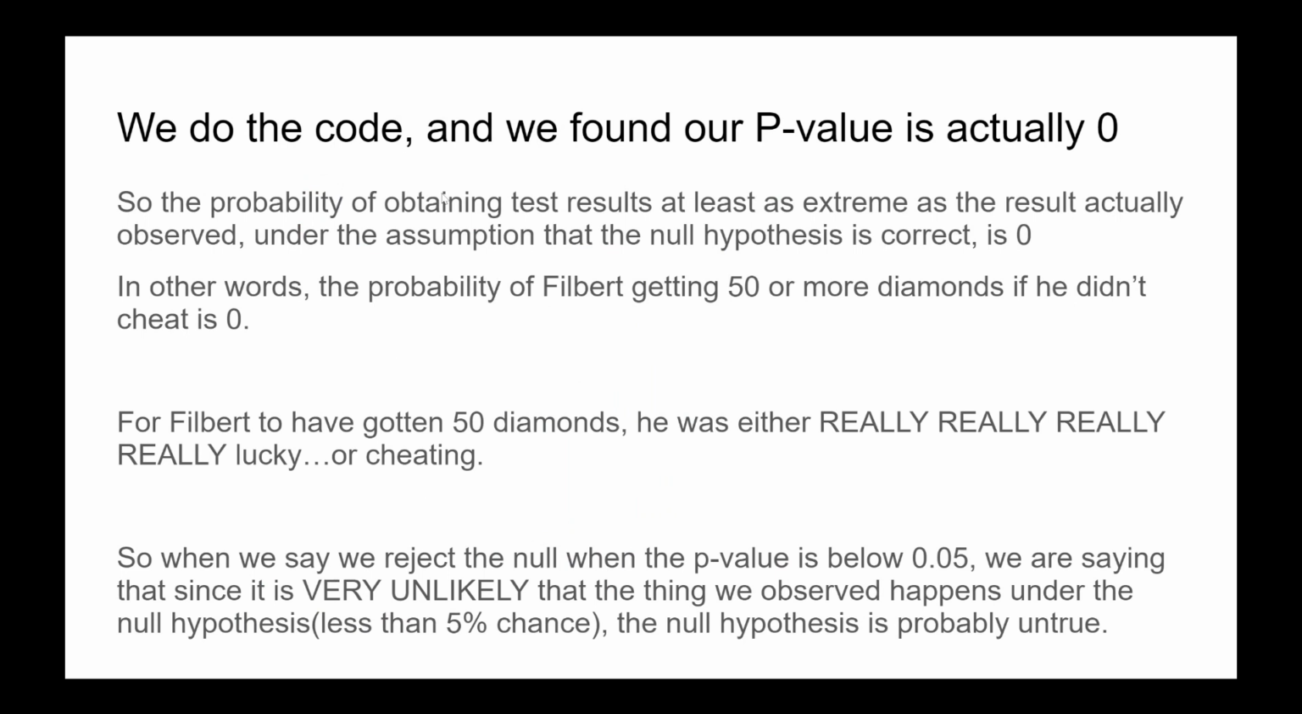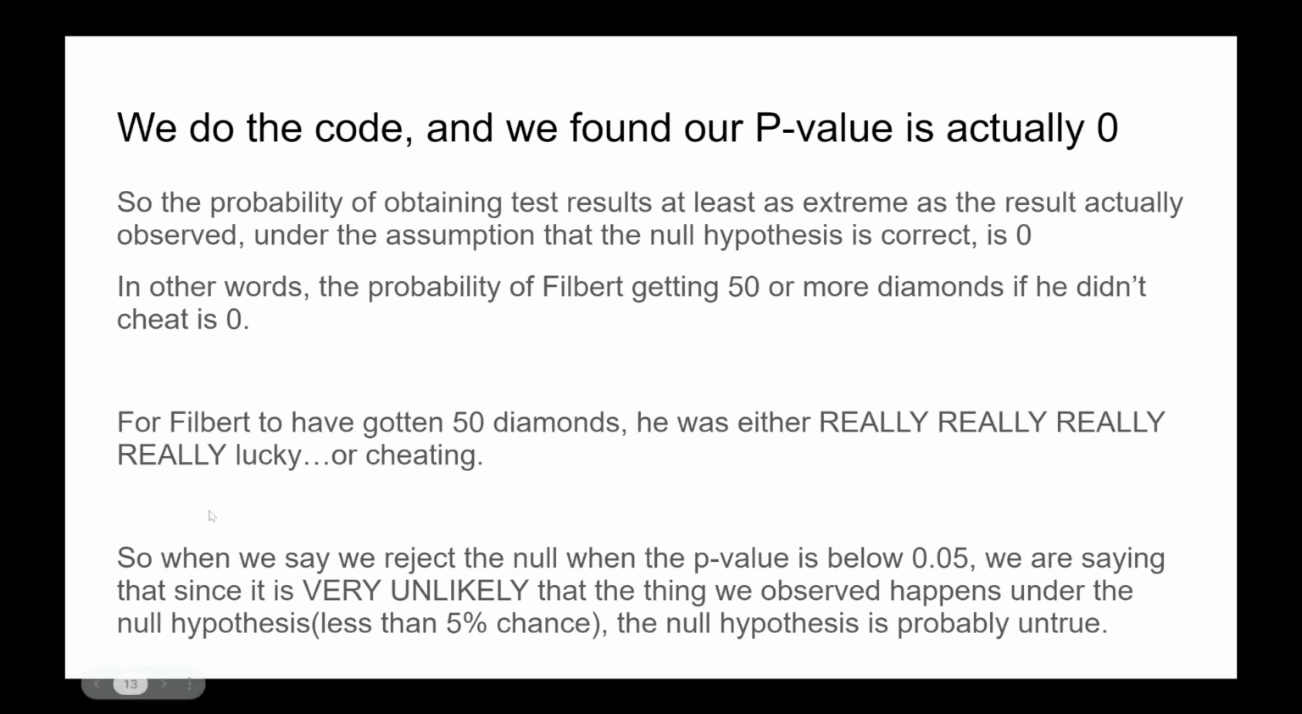And what does it exactly mean when our p-value is 0? It means the probability of obtaining test results at least as extreme as the result actually observed, under the assumption that the null hypothesis is correct, is 0. The probability is 0. In other words, the probability of Filbert getting 50 or more diamonds if he didn't cheat, if he did actually have a 0.2% chance, is 0. So for Filbert to have gotten 50 diamonds, he was either really, really lucky or just cheating.